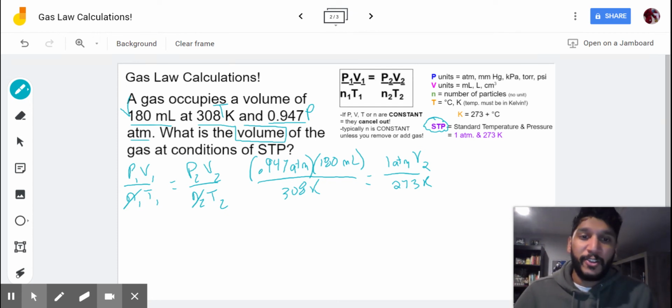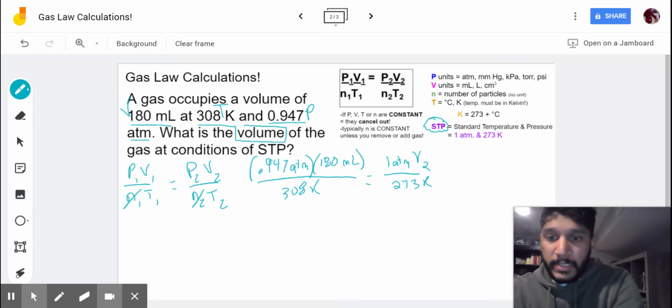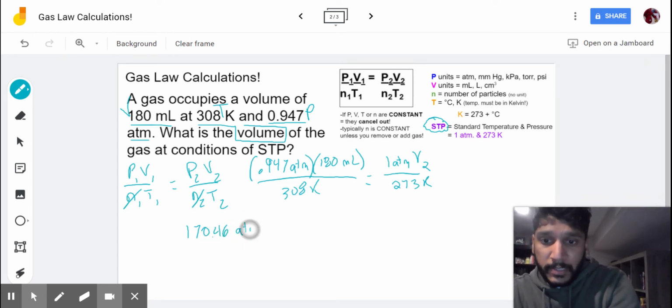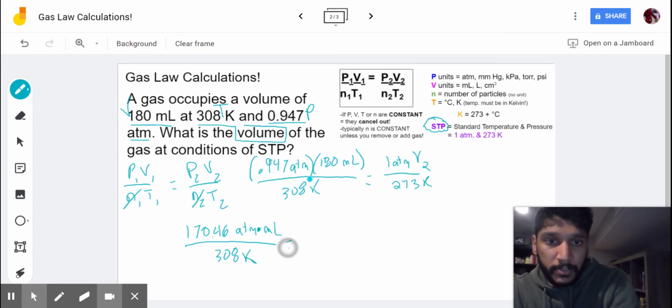So let's go ahead and look at these numbers. A lot of things happening on the screen. Let's go ahead and multiply 0.947 times 180, just to get that number to be a bit smaller, so kind of simplify it down. We got 170.46, thanks to my handy dandy calculator. atm times milliliters over 308 K. Oh, my K's are looking great. And then 1 times V2 is just going to be V2.